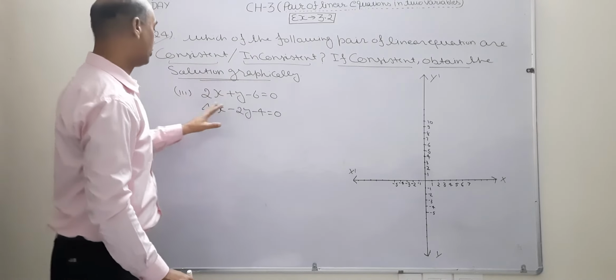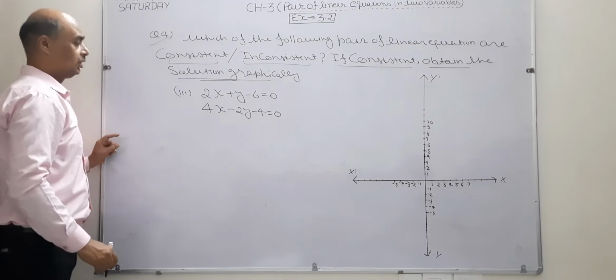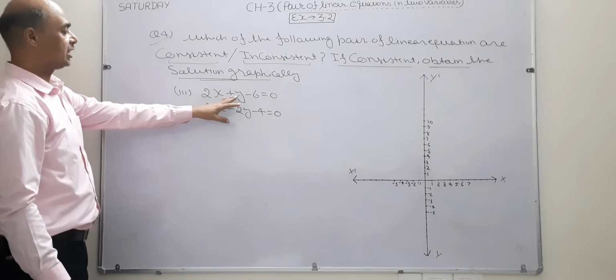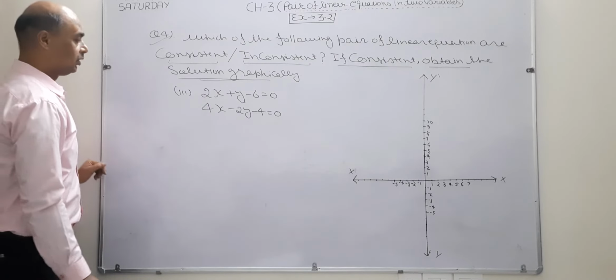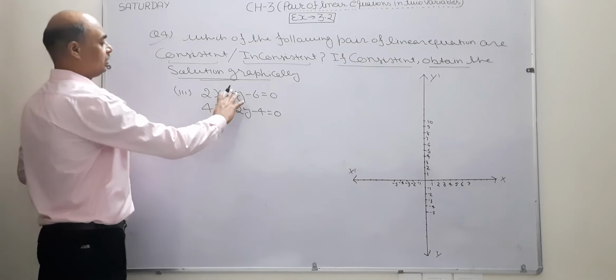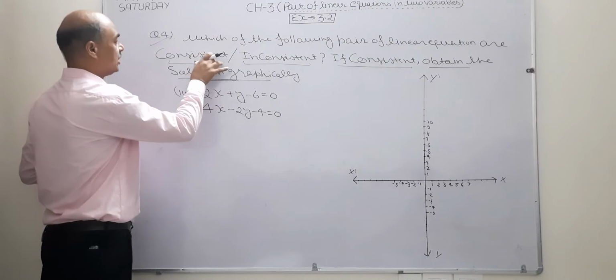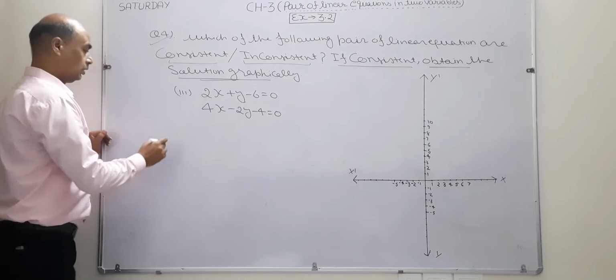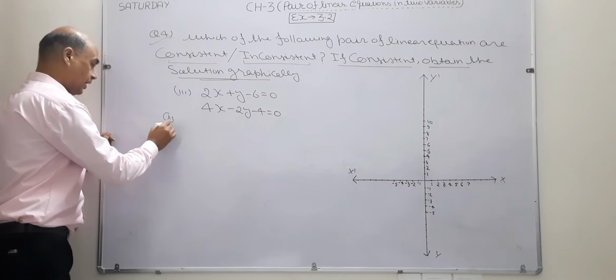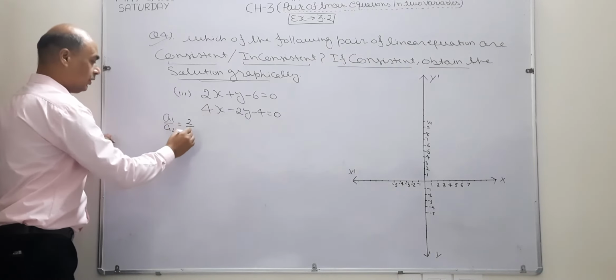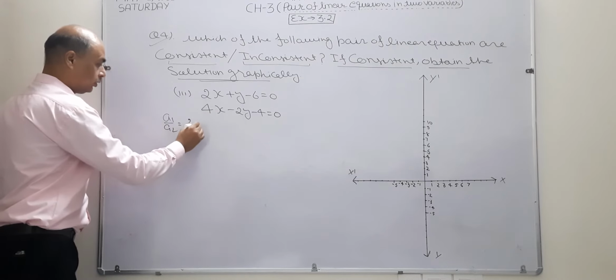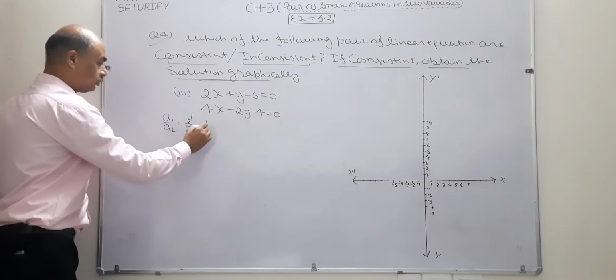graphically. Now I am going to solve its third part. Now see, in third part what is given? Two equations are given, 2x plus y minus 6 equal to 0, and the second one is this one. First I want to check whether this pair represents consistent or inconsistent. Now A1 by A2. What is the value of A1? 2. What is the value of A2? 4. 2 1s are 2, 2 2s are 4. This becomes 1 by 2.